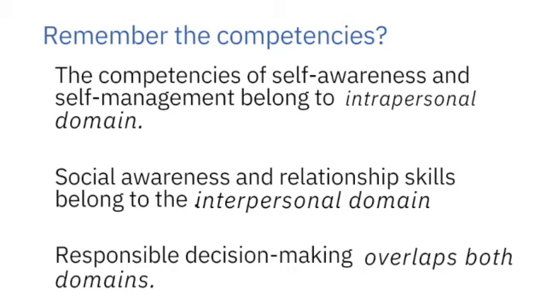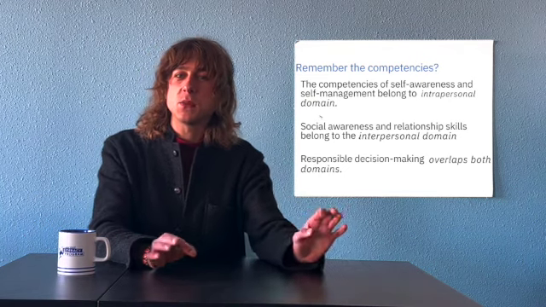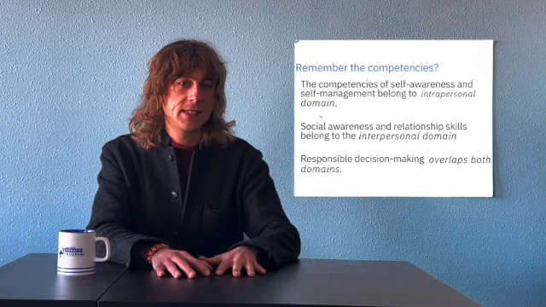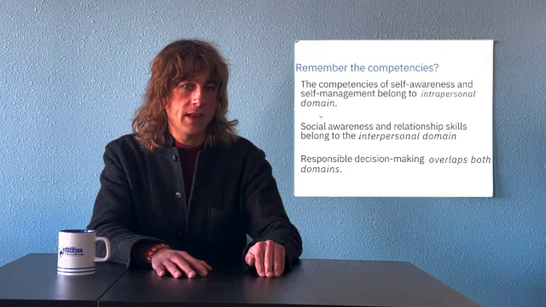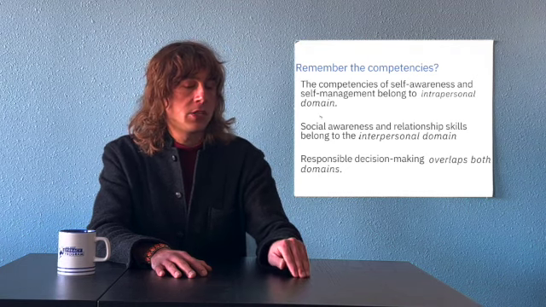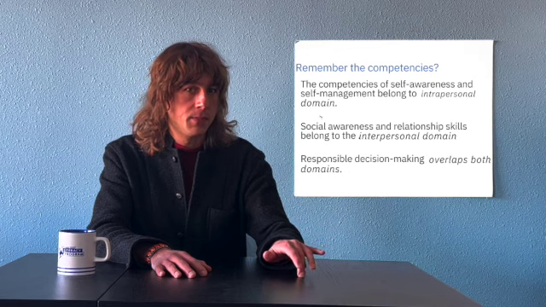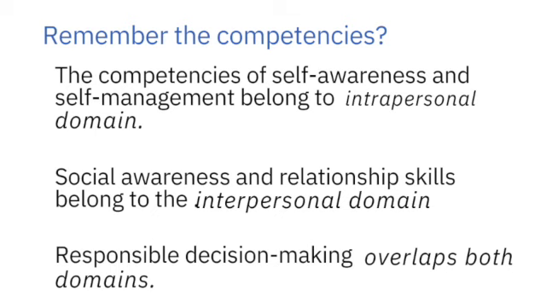Social awareness and relationship skills lie in the interpersonal domain. You may remember being taught these skills starting in kindergarten, the phrase "works and plays well with others," or on our report cards, and probably even before that at home. Responsible decision-making overlaps both domains and relies on both self, that's personal behaviors, and others, it's social interactions. Young children are often told in school, "make good choices," to encourage responsible decision-making.